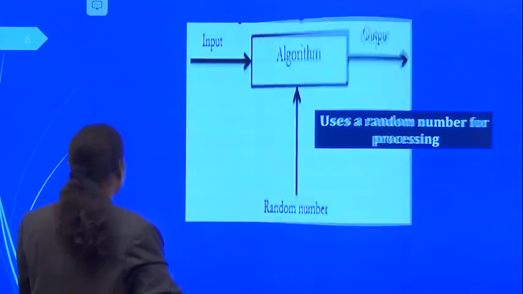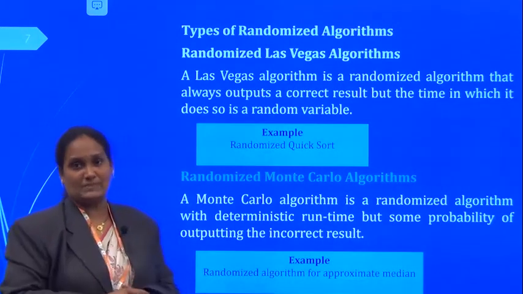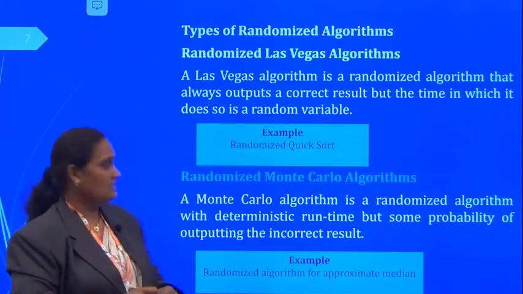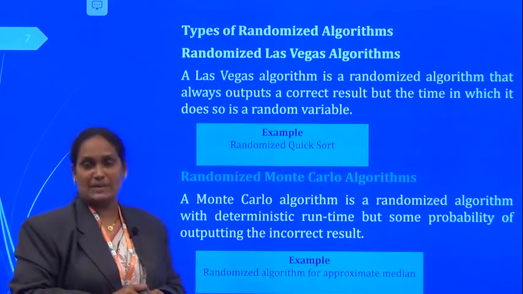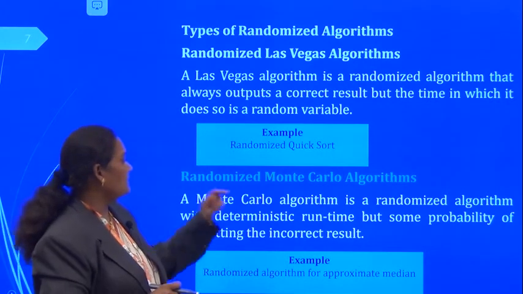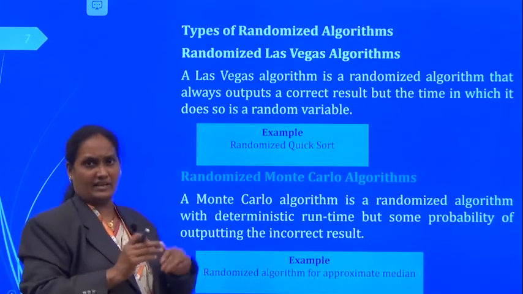So let us see the types of randomized algorithms. We have mainly two types: one is Las Vegas algorithms and two is Monte Carlo algorithms. What are Las Vegas algorithms? What are Monte Carlo algorithms? Let us see.